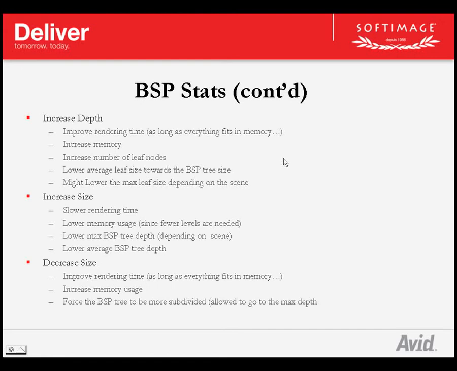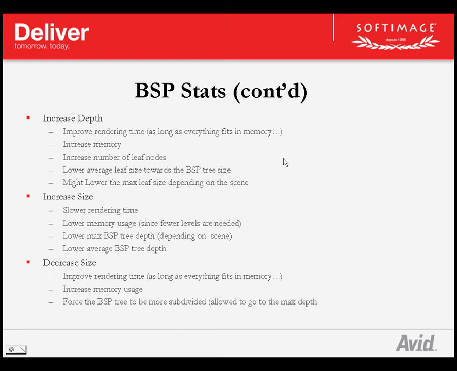BSP tree has two parameters, depth and size. Both can be either increased or decreased, and each of these actions will have an impact over either memory or render time. So let's go over the most important ones and explain what is the actual impact over the actual BSP tree structure. Let's say, for example, you do increase the depth.